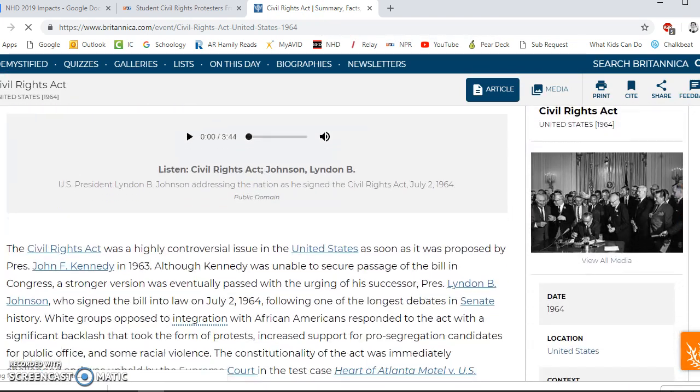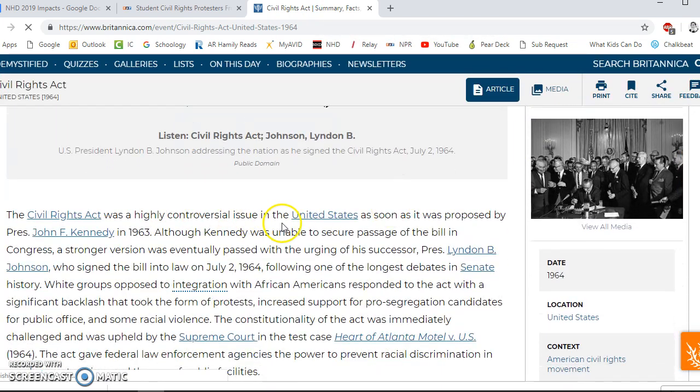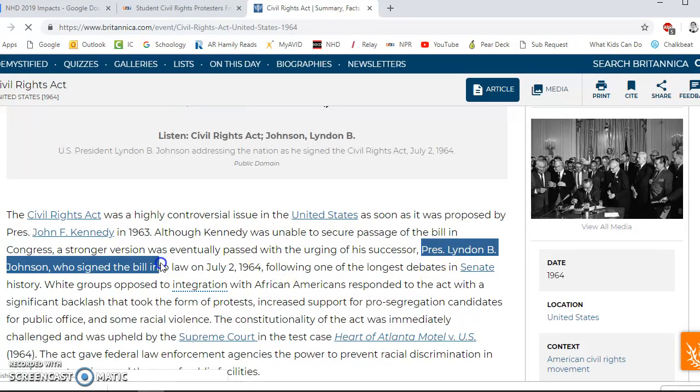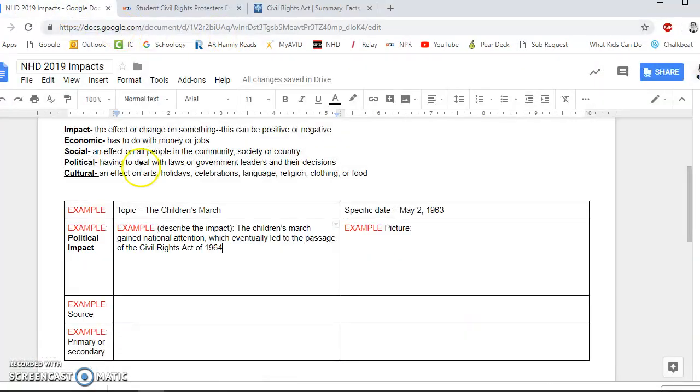What does it say? Okay, it was highly controversial by President John Kennedy, although Kennedy was unable to secure it. Okay, so it wasn't him. So then who did secure it? Oh, President Lyndon B. Johnson, who signed the bill into law on July 2nd, 1964. Okay, he was an important player, so I'm going to say that as well.